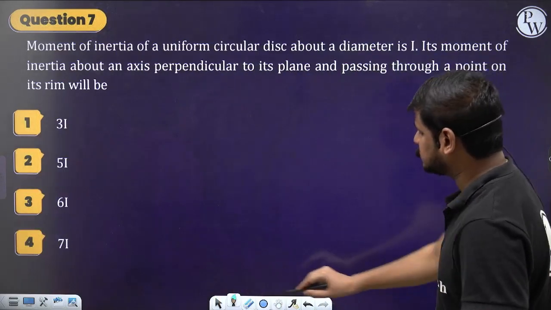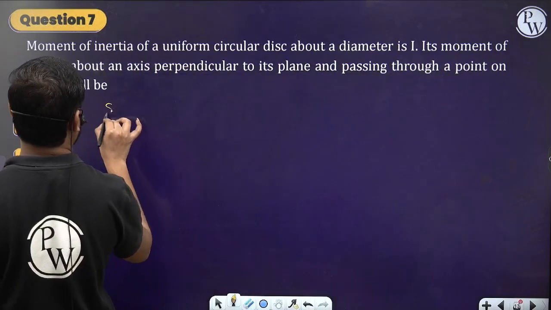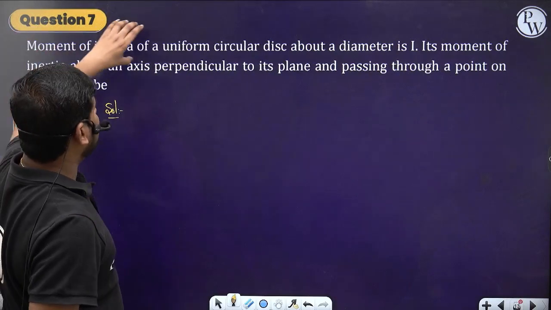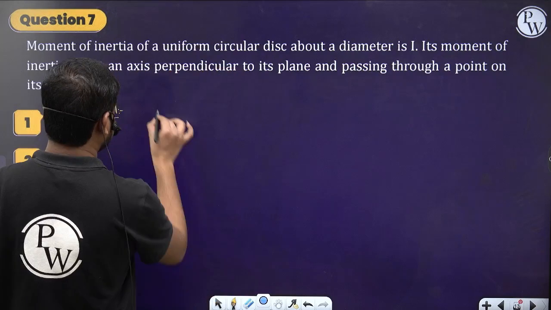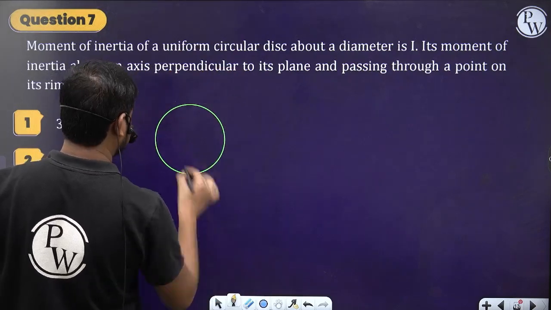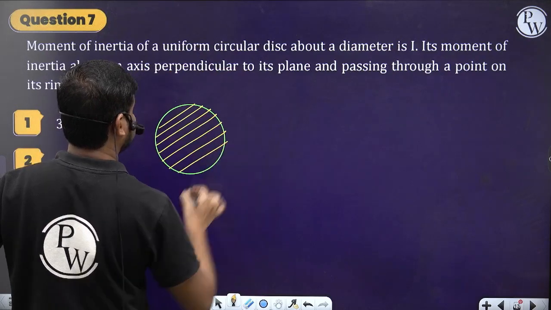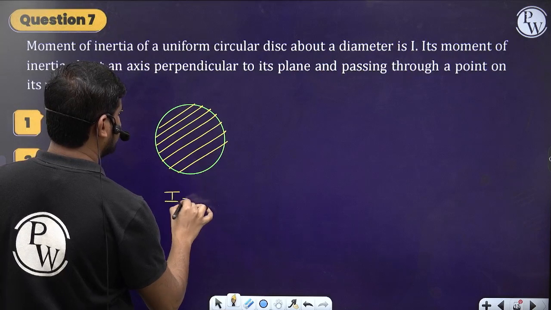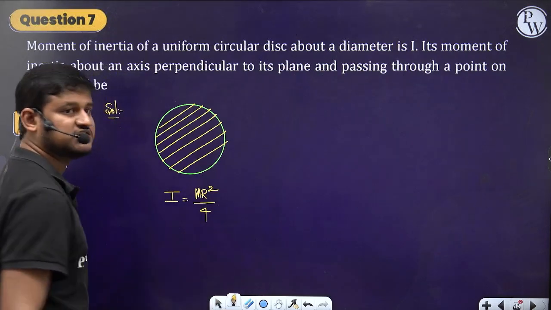So let's take the next question, question number 7. What does the question say here? The moment of inertia of a uniform circular disk about its diameter is I. So if I take this as the disk, about its diameter is I. What is this formula? We already know, mr square by 4 about its diameter.